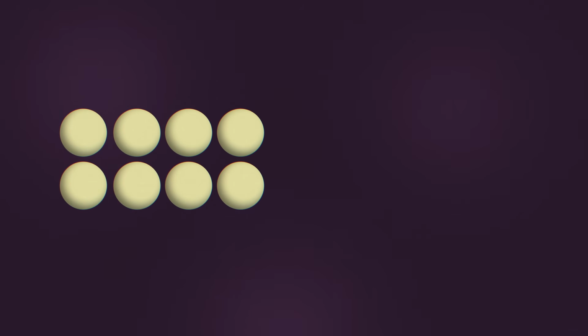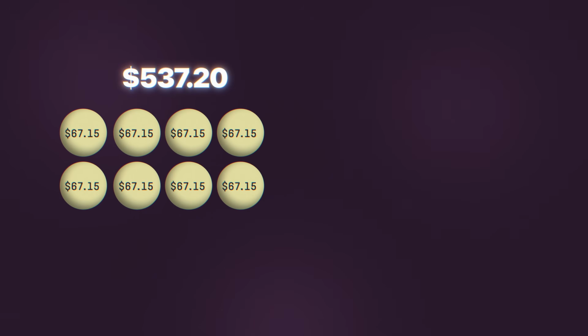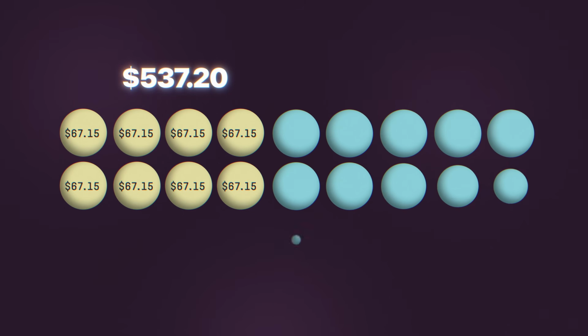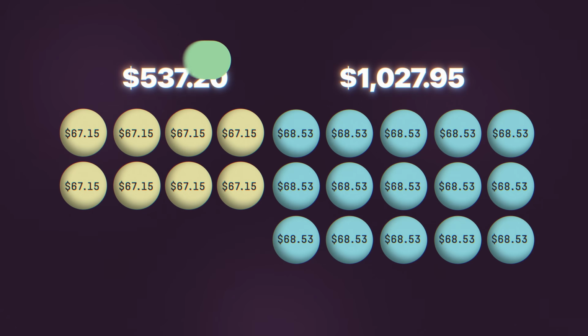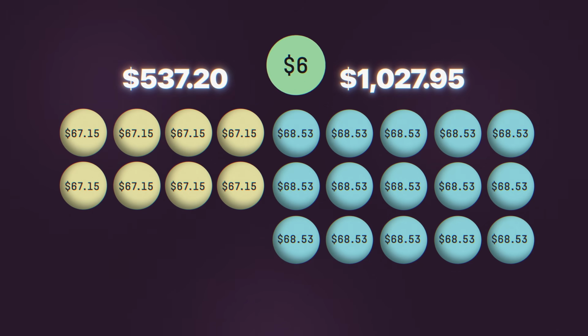Now let's have a look at a multiple parcel example because most people don't just buy once, you buy a few times over time. So let's say your first purchase is 8 shares at $67.15, so a total of $537.20. Your second purchase is 15 shares at $68.53, giving you a total of $1,027.95, or total shares 23. Now you receive your AMIT statement and it shows a $6 cost base increase. Here's how you apply it.